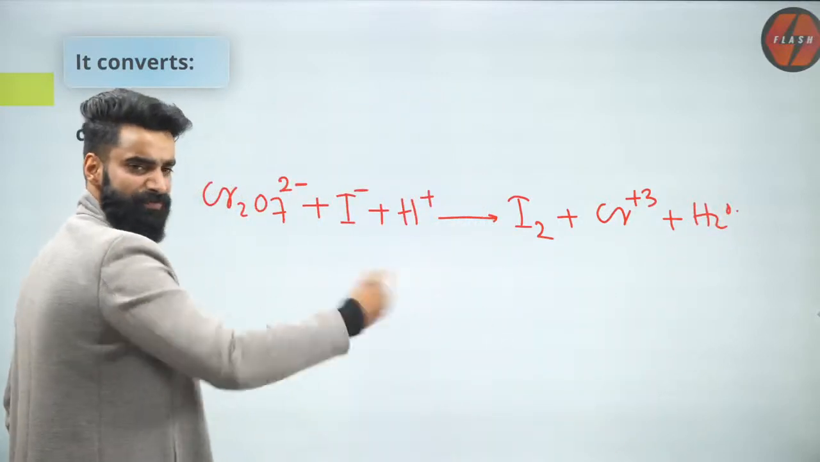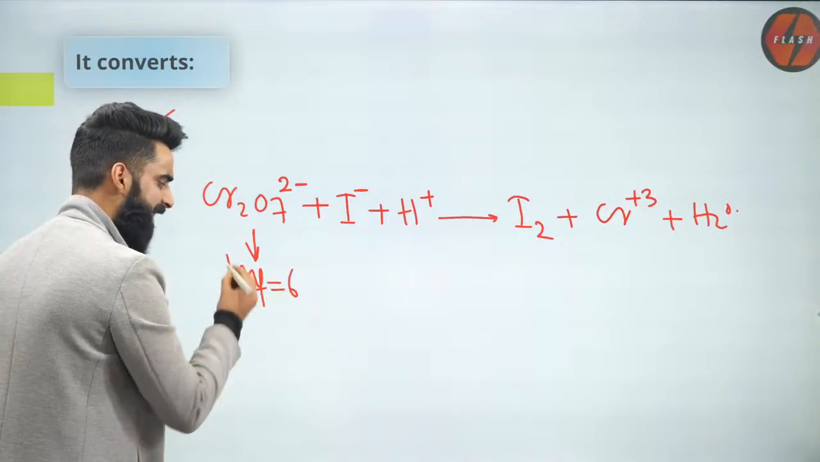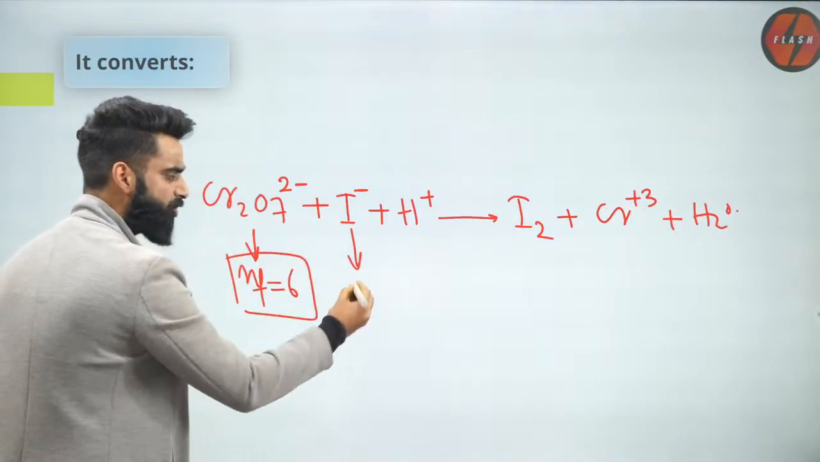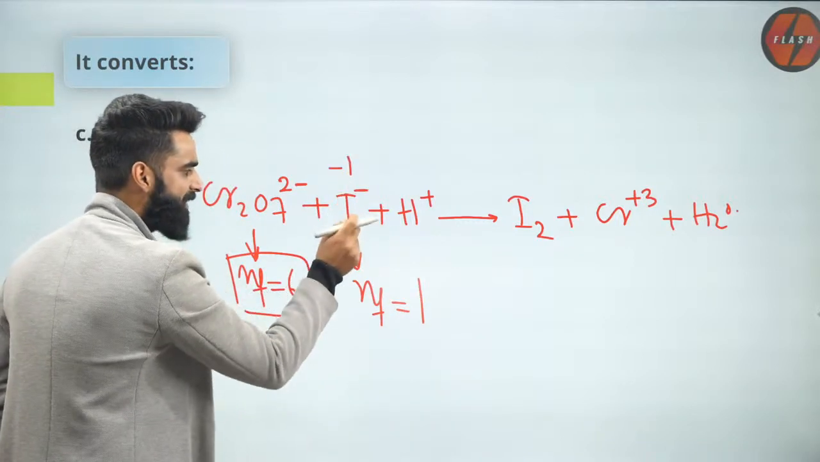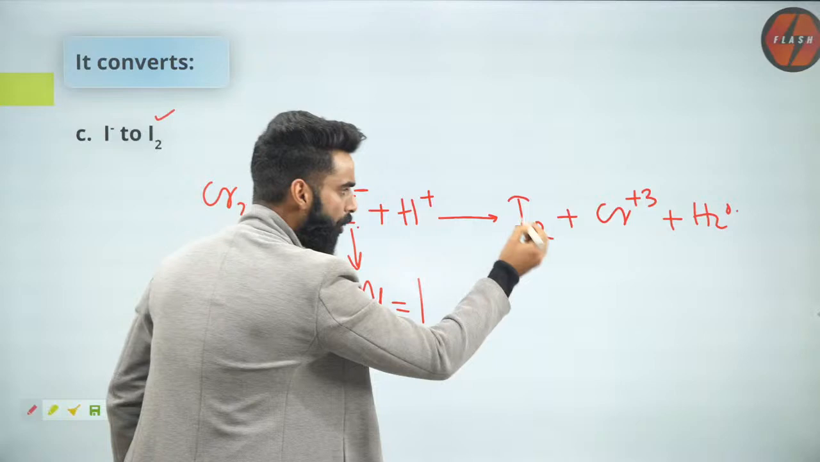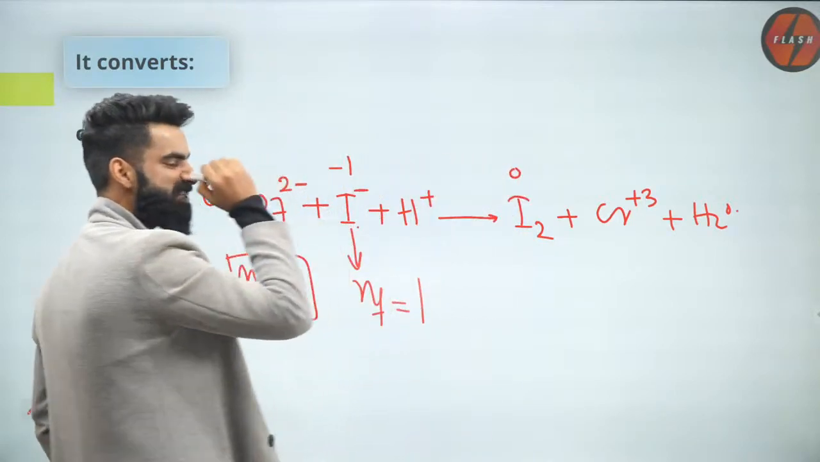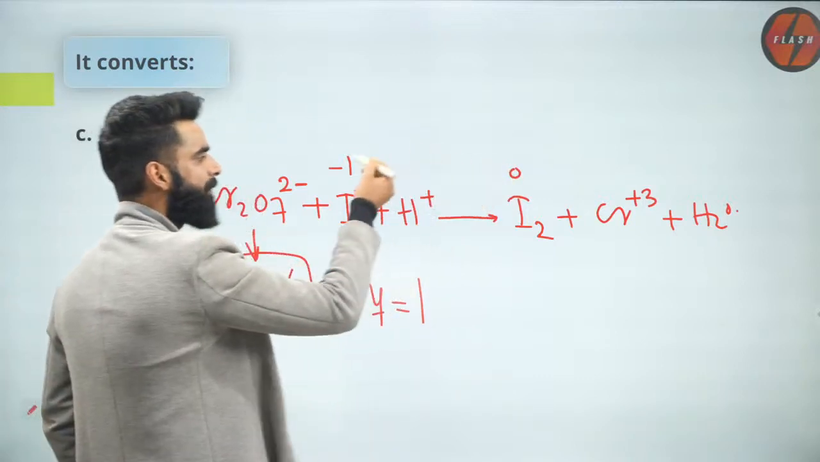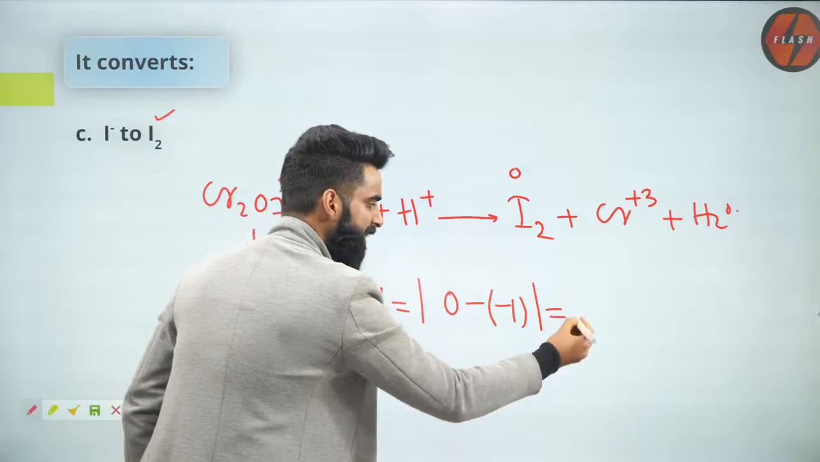Now tell me the N factor of every substance over here. The N factor of Cr2O7 di-negative in acidic medium is going to be 6. The N factor of I negative: what is the oxidation state of iodine here? It's minus 1. What is the oxidation state of iodine over here? It is 0. This 0 is the final oxidation state and minus 1 is the initial oxidation state. So final minus initial, 0 minus minus 1, the value will come as 1.